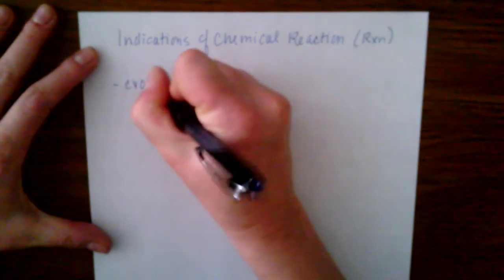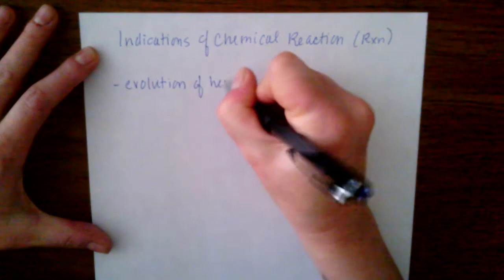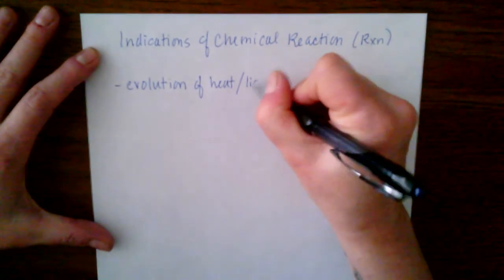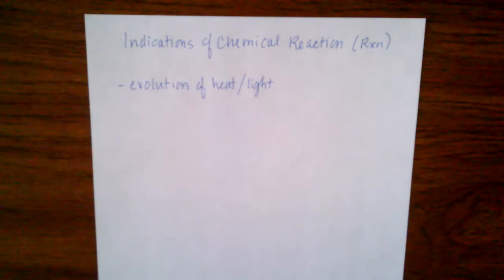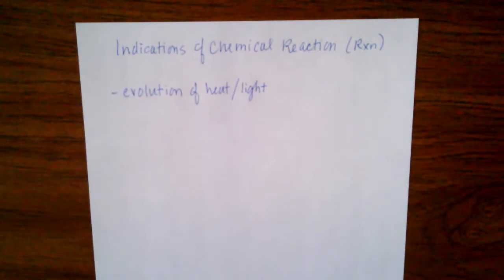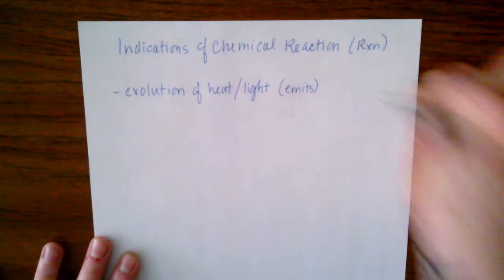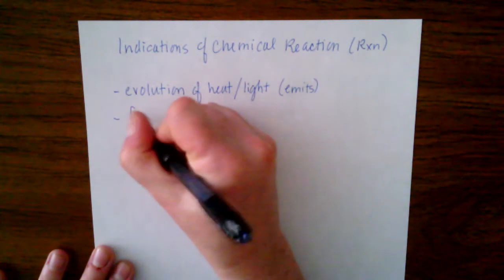Evolution of heat and/or light. So that would be like something burning. So remember I told you a chemical reaction or a chemical change would be like something burning. So if it emits, that would be another way of saying it, emits heat or light, it is a chemical reaction. The other one would be formation of a gas.